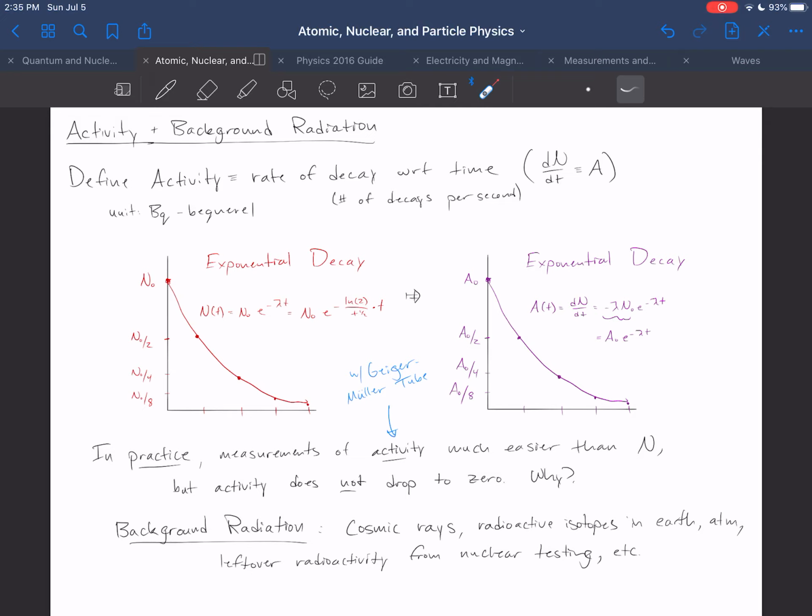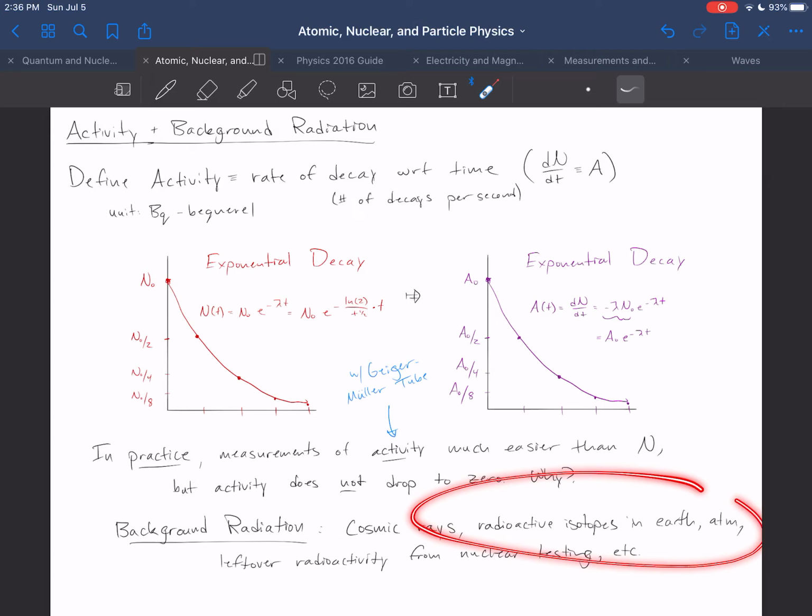This is known as background radiation, and significant sources include cosmic rays, which are high-energy particles and photons released from cosmic sources, so faraway galaxies, the sun. There are lots of different sources of high-energy cosmic rays. There are also radioactive isotopes in the Earth, the atmosphere, and significant leftover radioactivity from the nuclear testing that was done in the 1960s. So lots of different sources like that.